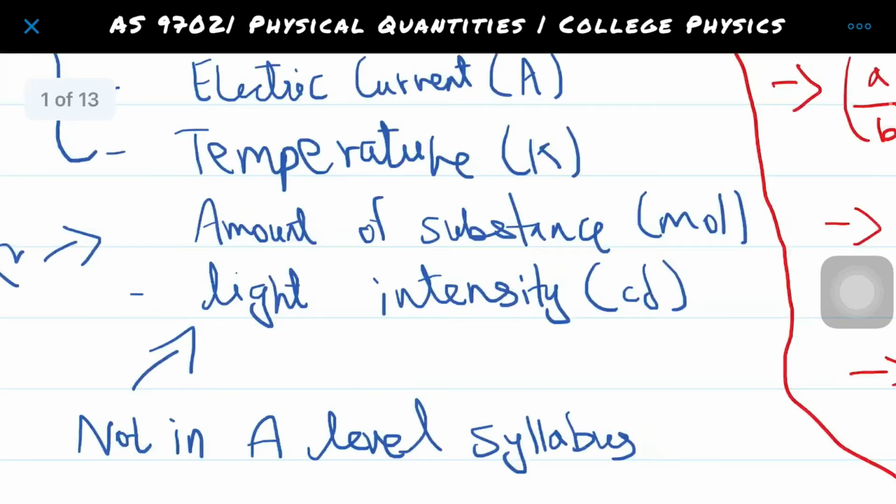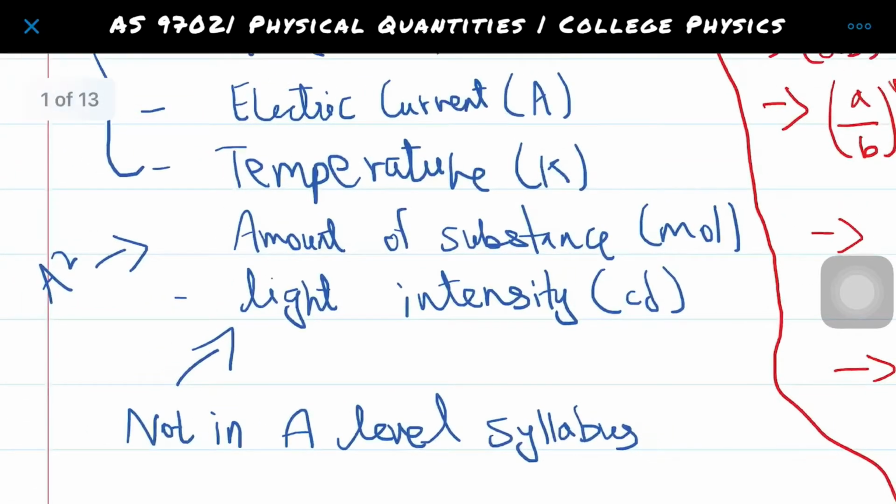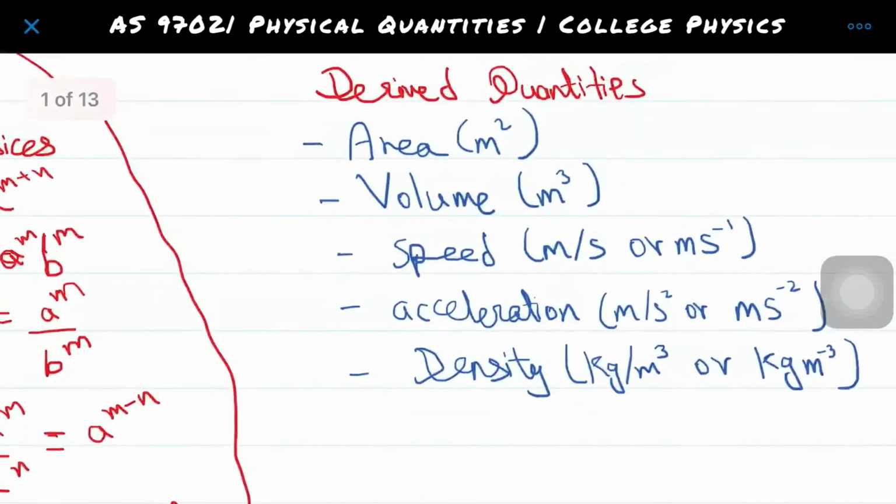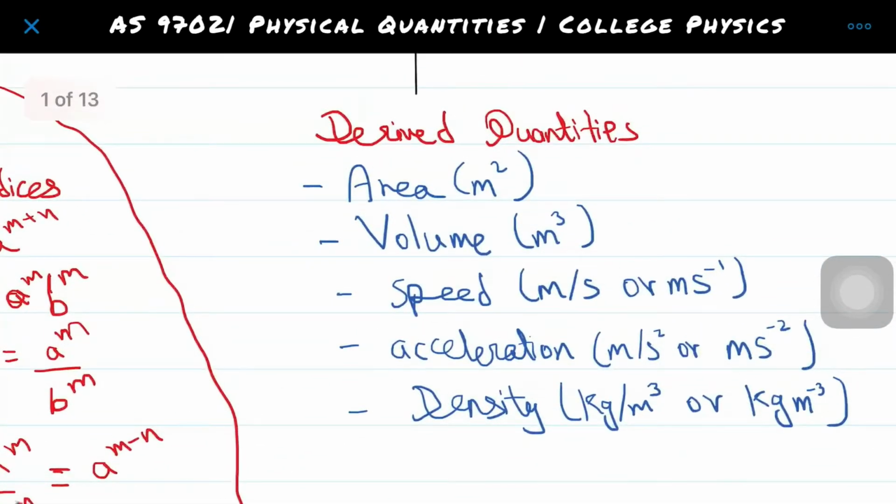And then in the A2 syllabus, we'll cover amount of substance, which is measured in moles. There is also another basic quantity which is light intensity and its unit is candela. However, that is not a part of the A-level syllabus. Moving on to the derived quantities. They include area, volume, speed, acceleration and density.